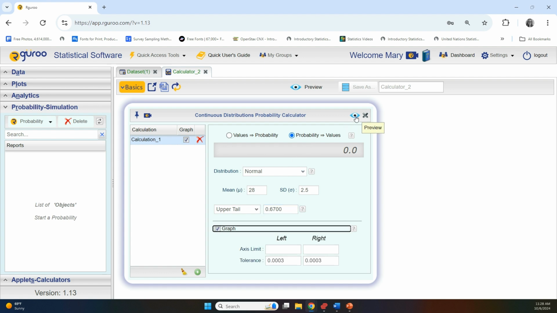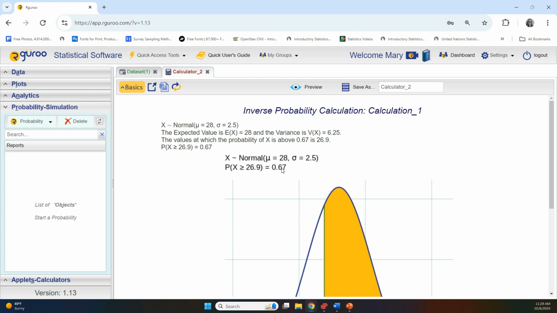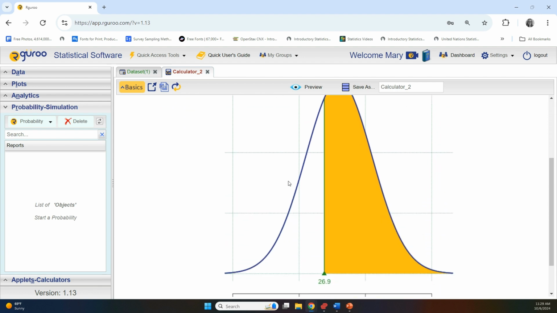So we're giving it a probability, and what it's going to return to us is a value of the random variable that would do that. So we can see our answer here, and you can see they still wrote it in the way that we're used to seeing it. The probability of our random variable, some sort of inequality, the random variable's number, and then the probability. But we're seeking out our answer, the 26.9, right? The 0.67 is what we set in our request. So let's scroll down and see if this looks like our image. And in fact, it does.